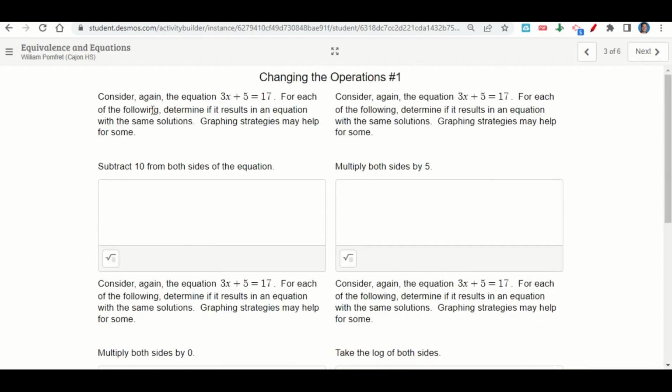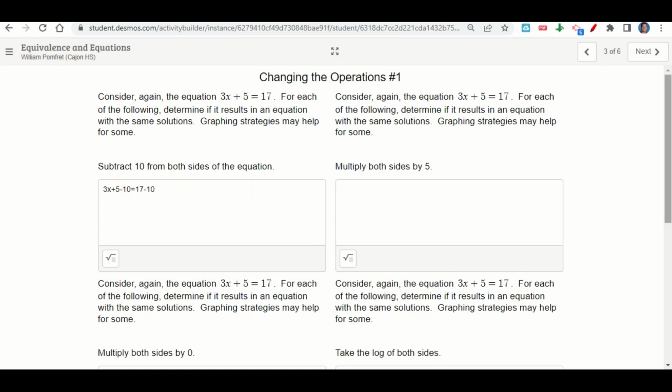Now for the next one, it says, determine if the equation results with the same solutions that we originally came up with. So whatever our solution was on the previous one, we need to decide, is it the same? For this one, it says subtract 10 from both sides. So if we take 3x plus 5 and then subtract 10 is equal to 17 minus 10, are we going to get the same results? So you're going to go ahead and solve that and then decide, are the results the same? Is our answer the same on this slide as it was on the previous slide? And you'll do that for each of these.